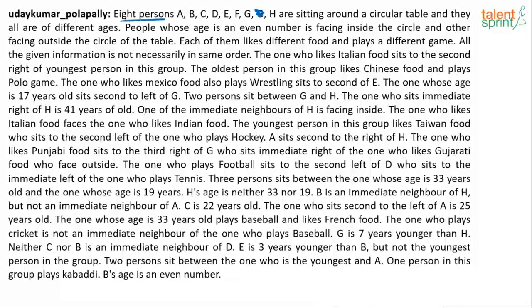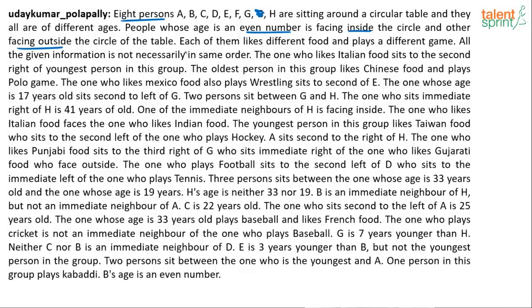We have got 8 persons who have to be arranged around a circular table. Some of them are facing inwards, others are facing outwards. How do we decide that? People whose age is an even number are facing inside. So obviously those whose age is an odd number are facing outside, right? So even should be facing inside, odd has to be facing outside.